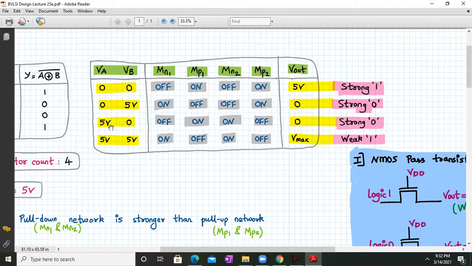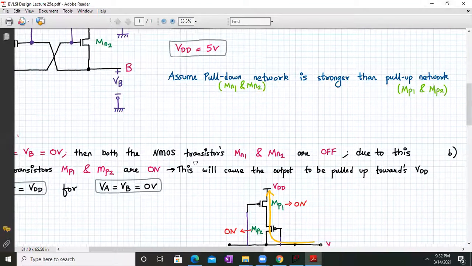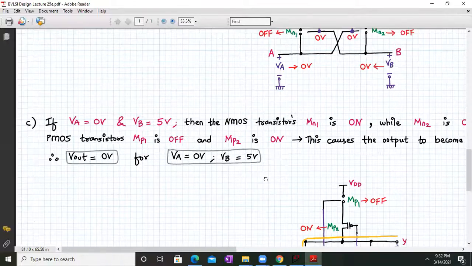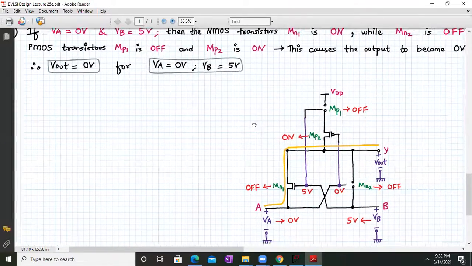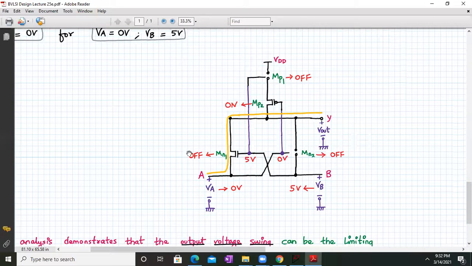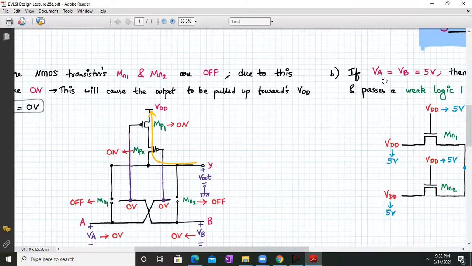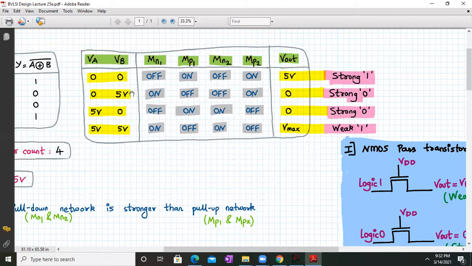So whenever VA is 5 and VB is 0, MP1 and MN2 are on and we get a strong logic 0. That's what we have seen over here. I guess this is for 0 and 5. When VA is 0 volt and VB is 5 volt, in that case your MN1 and MP2 are on. Let us check that once. Yeah, when it is 0 and 5, MN1 and MP2 are on. Yeah, correct. So I've checked the other case.